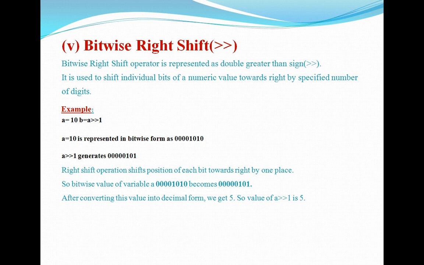Now the next one is your right shift. In the same way we have done the left shift, we'll do the right shift, where you shift towards the right side. The bitwise right shift operator is represented with the help of a double greater than sign. It is used to shift individual bits of numeric values towards the right by a specific number of digits. Let's do it manually.